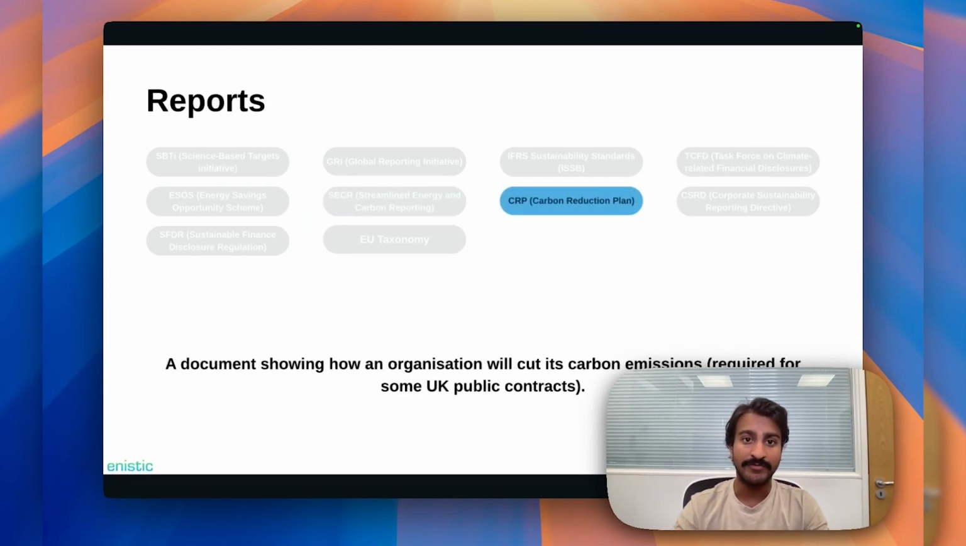The CRP, or Carbon Reduction Plan, is required for suppliers bidding for UK government contracts over a certain value. It sets out current emissions, reduction targets, and concrete steps to reach net zero by 2050. It includes Scope 1, 2, and a small subset of Scope 3 emissions.